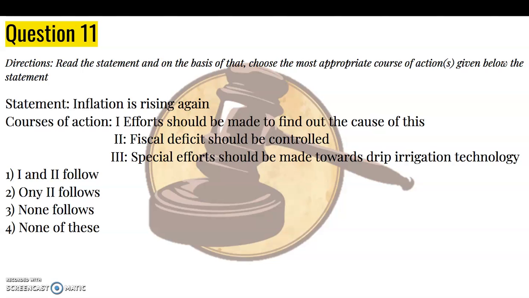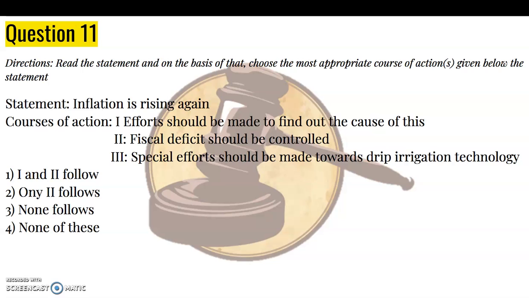Two says that fiscal deficit should be controlled. Now, fiscal deficit is also something, if it is increased, then it can lead to problems in our currency. So if we have more fiscal deficit, then we will have to print more currency, and that could lead to inflation rising all the more. So fiscal deficit should always be controlled. Okay.